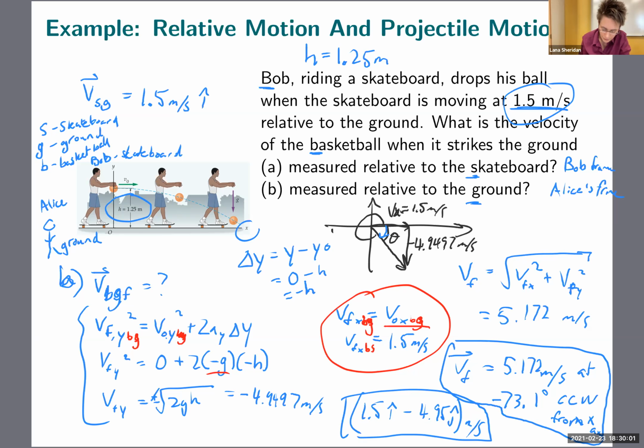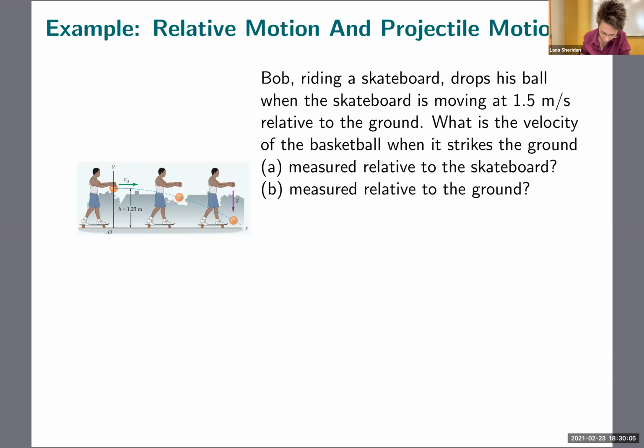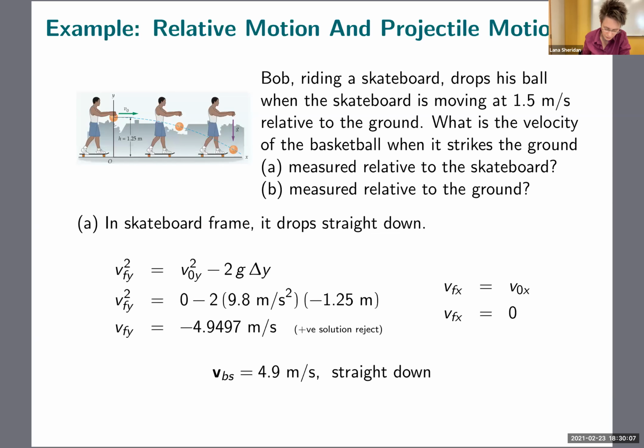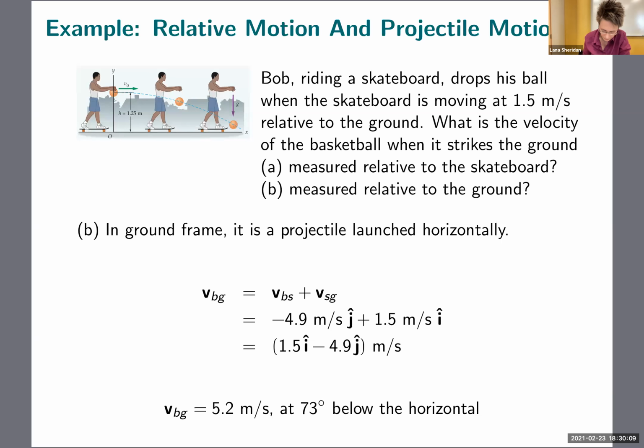I want to get us to lab though now. So here's the nicer view of the solutions. This is for the skateboard frame, and then in the ground frame. That's the only thing that changes. Here I did give only 2.